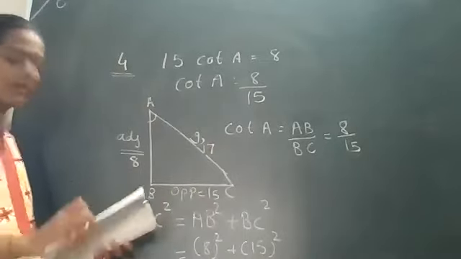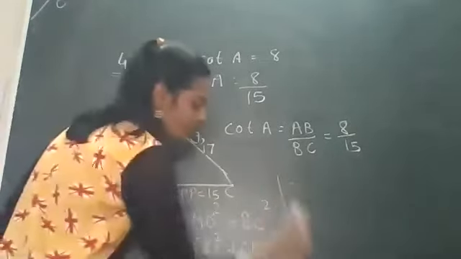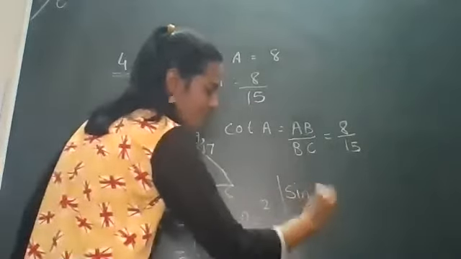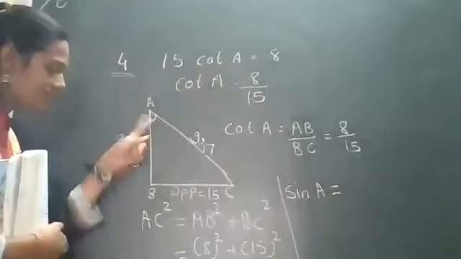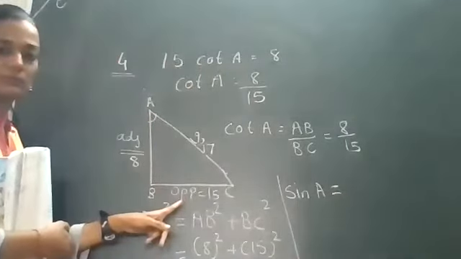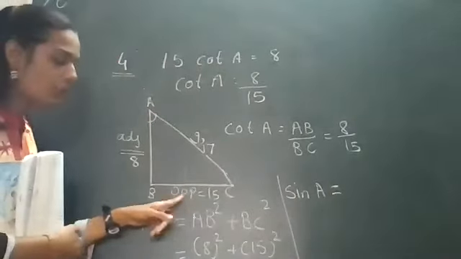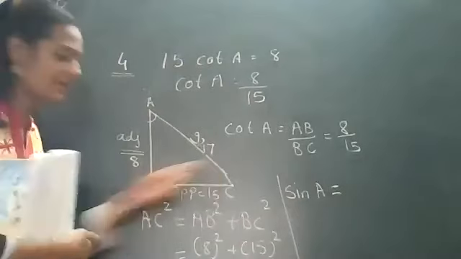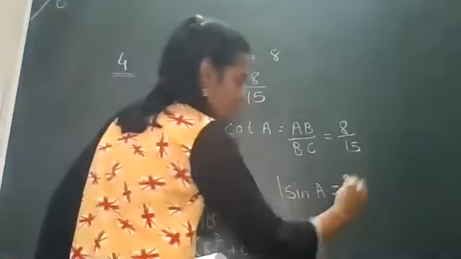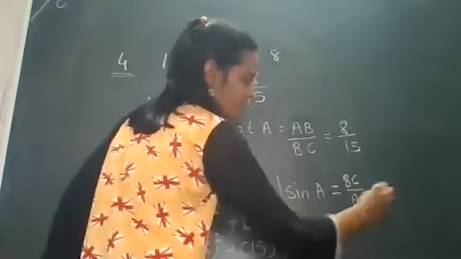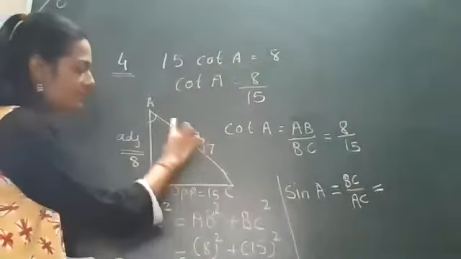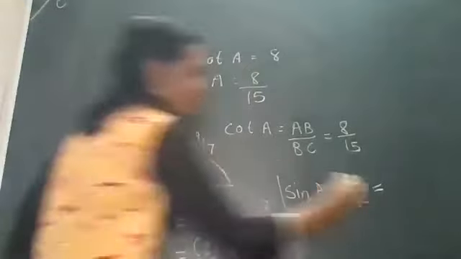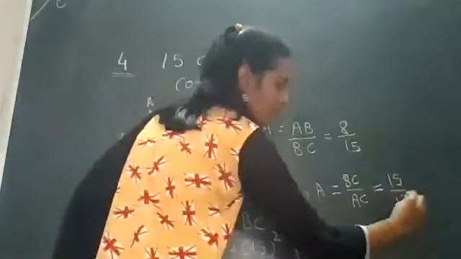Now you have to find out sine A. So sine A is equal to opposite upon hypotenuse, right? So we can write BC upon AC. BC is given 15 and AC we found 17. So the answer will be 15 upon 17.